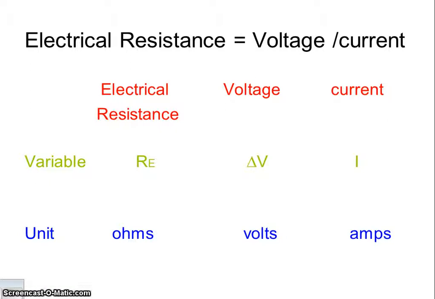Now if you rearrange Ohm's law, you are going to have resistance equals voltage divided by current, and that's what we're going to be looking at next. Electrical resistance, sometimes they'll use an E to represent electrical, is measured in ohms. Your voltage is delta V, and it's measured in volts. And current is I, and it's measured in amps.